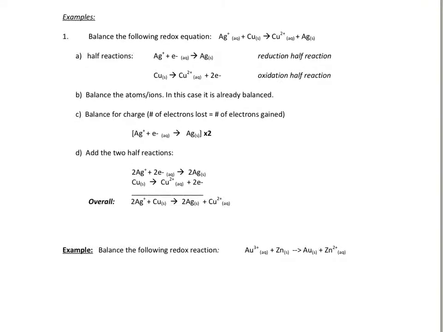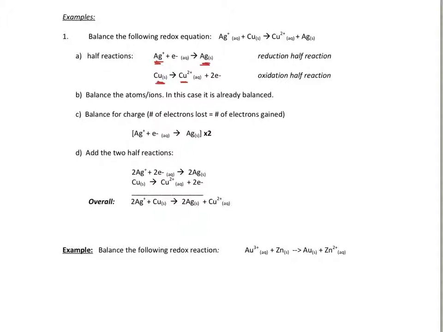We have to balance the following redox reaction, where we have Ag+ plus Cu goes to Cu2+ plus Ag solid. When we're writing out the half reactions, again, make sure that the elements match up. Ag+ goes to Ag solid, and Cu solid goes to Cu2+. Then we need to add the electrons.